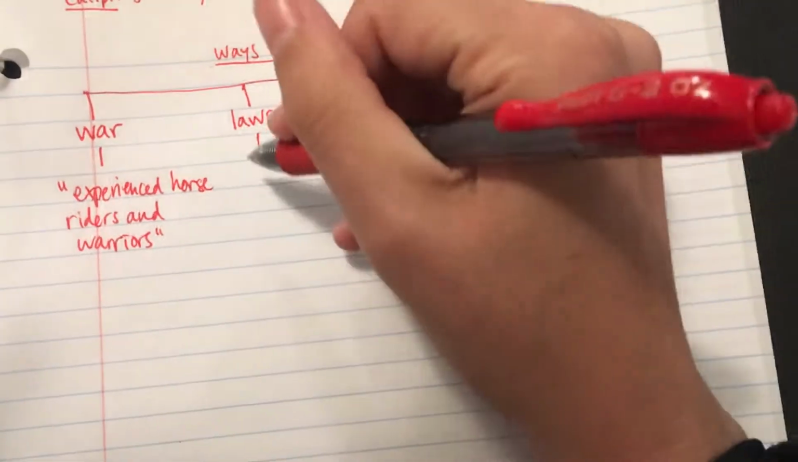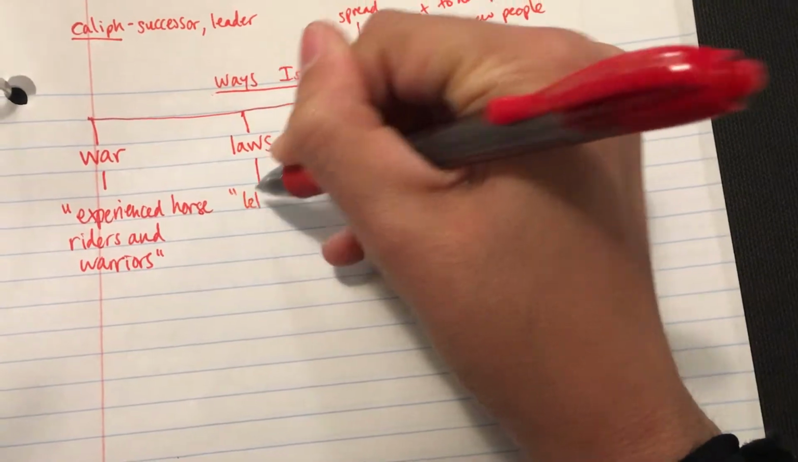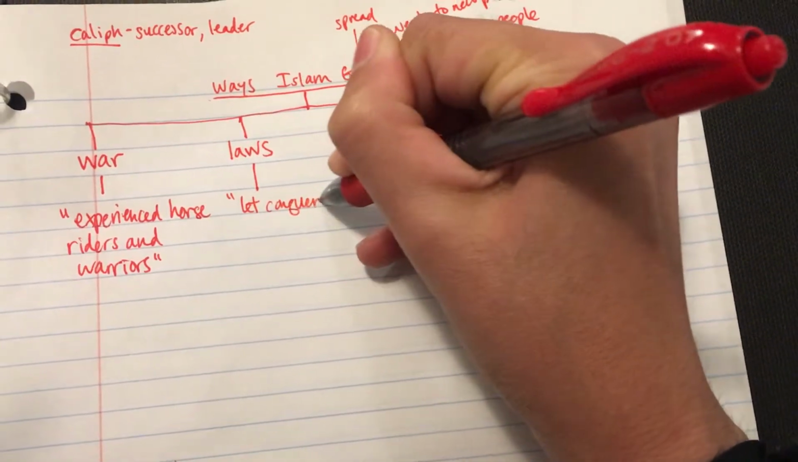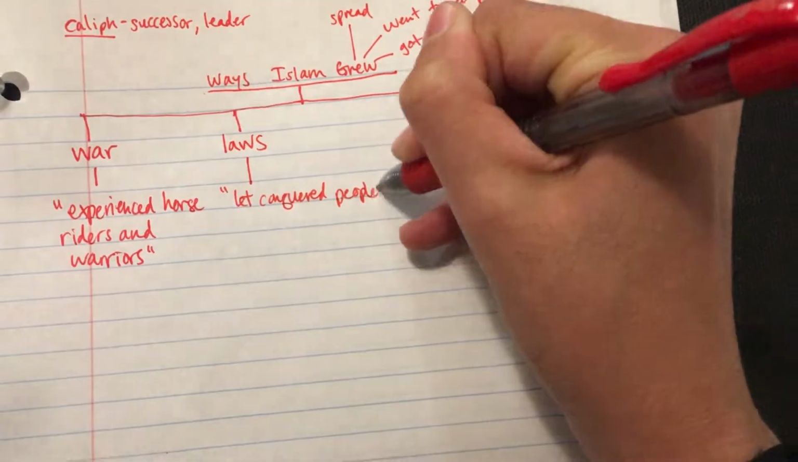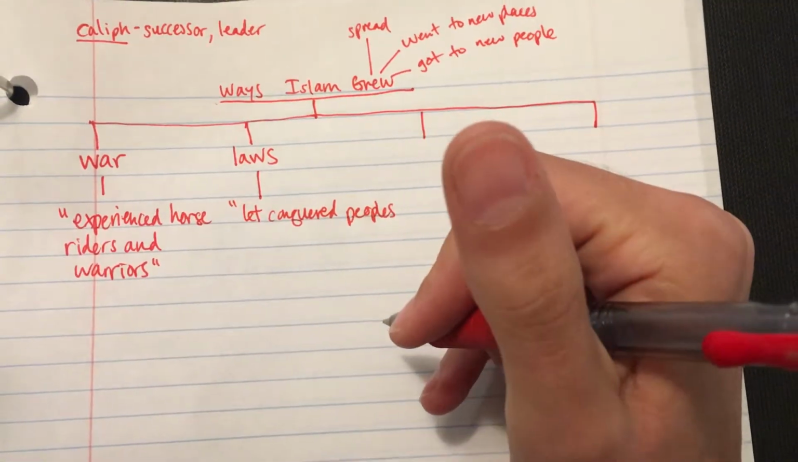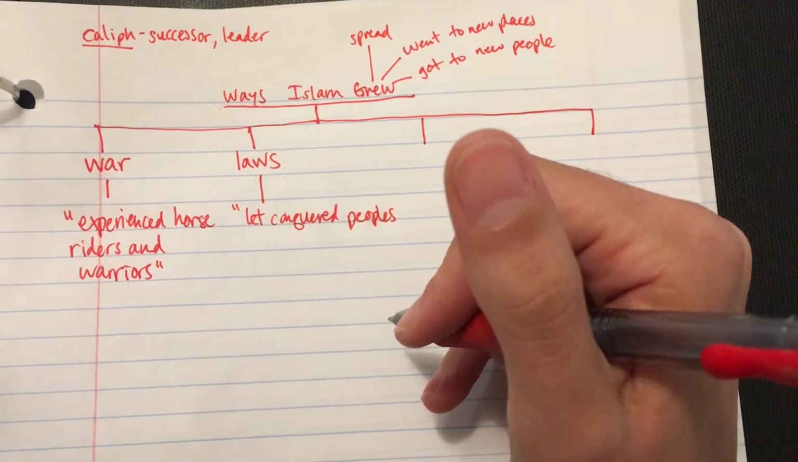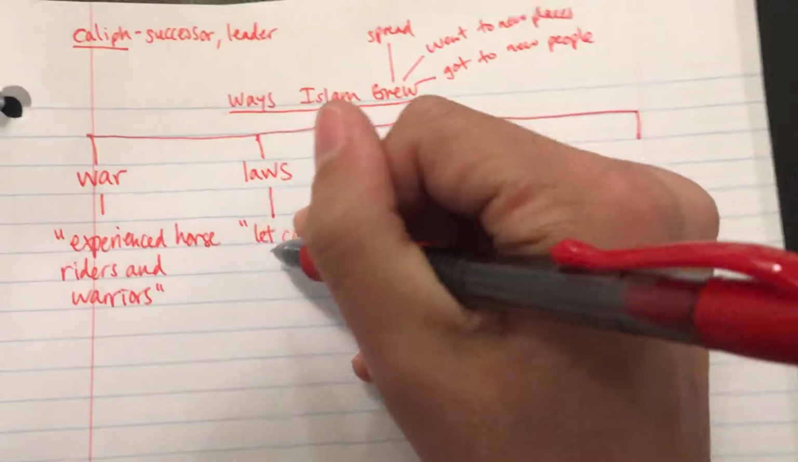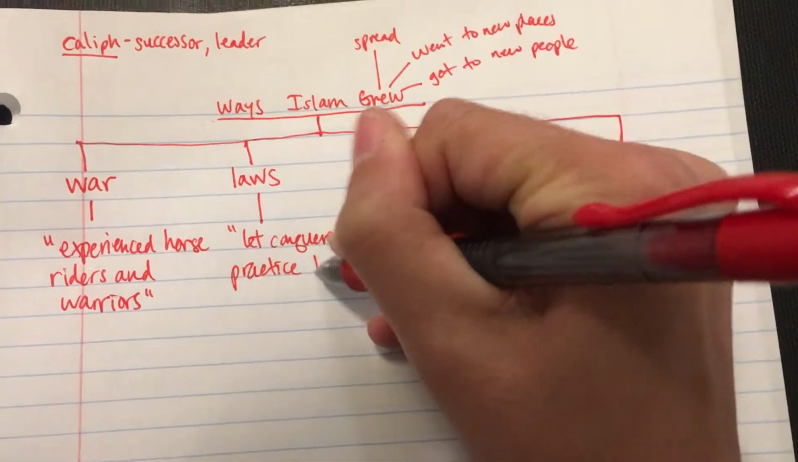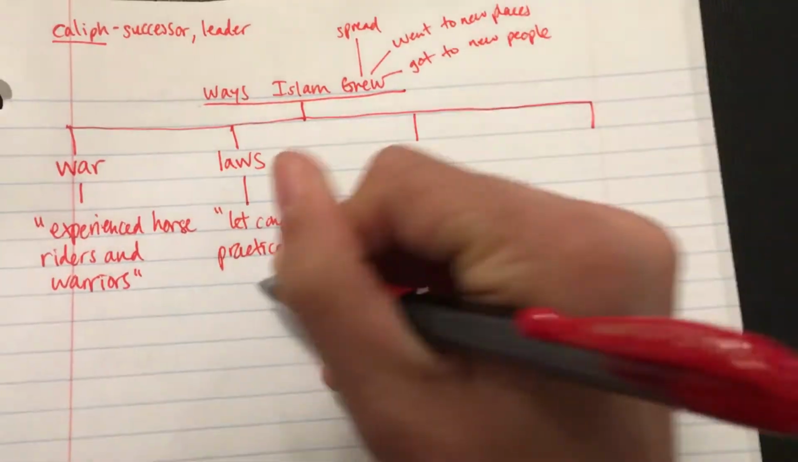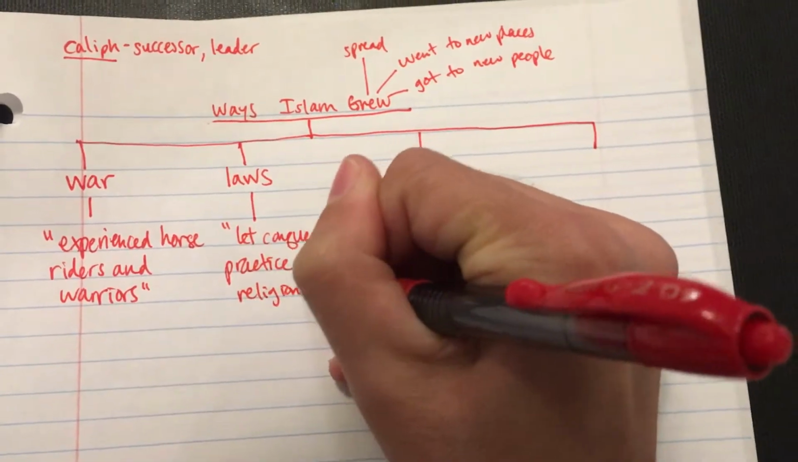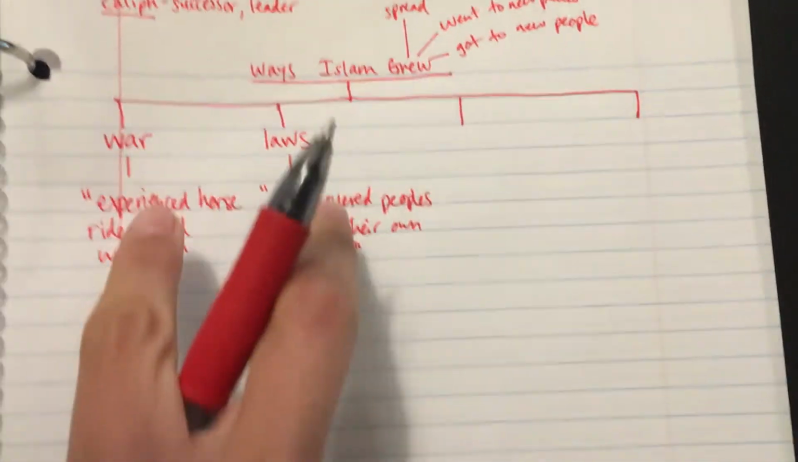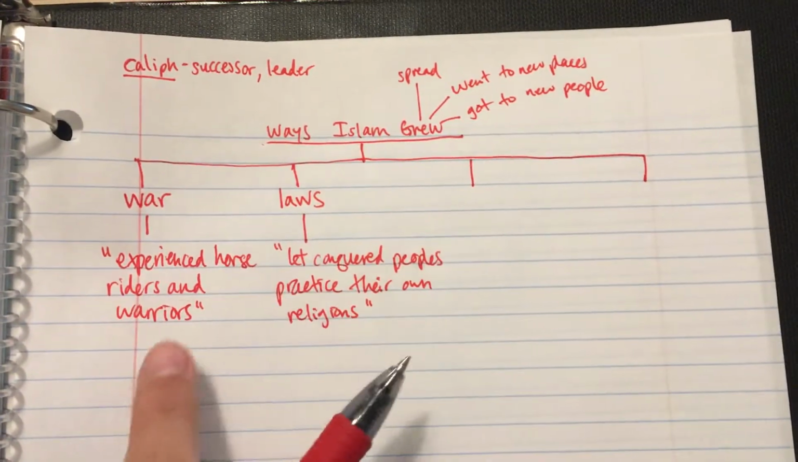Let conquered peoples, okay, so right here I'm going to write let conquered peoples. What does it say? I have to go back up and look. Let conquered peoples practice their own religions. Okay, so practice their own religions. Okay. So now I have two ways that it's spread, through war and through laws, and I have text evidence that proves it.